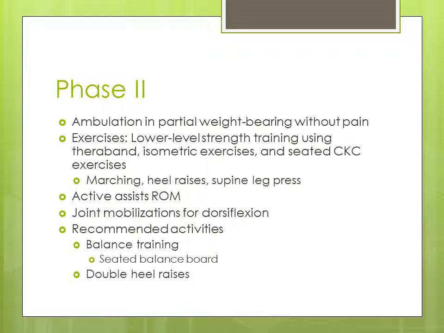In Phase 2, the patient is able to partial weight bear without pain in the involved limb. Exercises during this phase focus on lower level strength, which can include, but are not limited to, TheraBand, isometric exercises, and seated closed kinetic chain exercises. Some examples include marching, heel raises, and supine leg press. Range of motion loss should be treated with active assist range of motion and/or joint mobilizations, especially for dorsiflexion. Recommended activities include balance training and double heel raises as well.